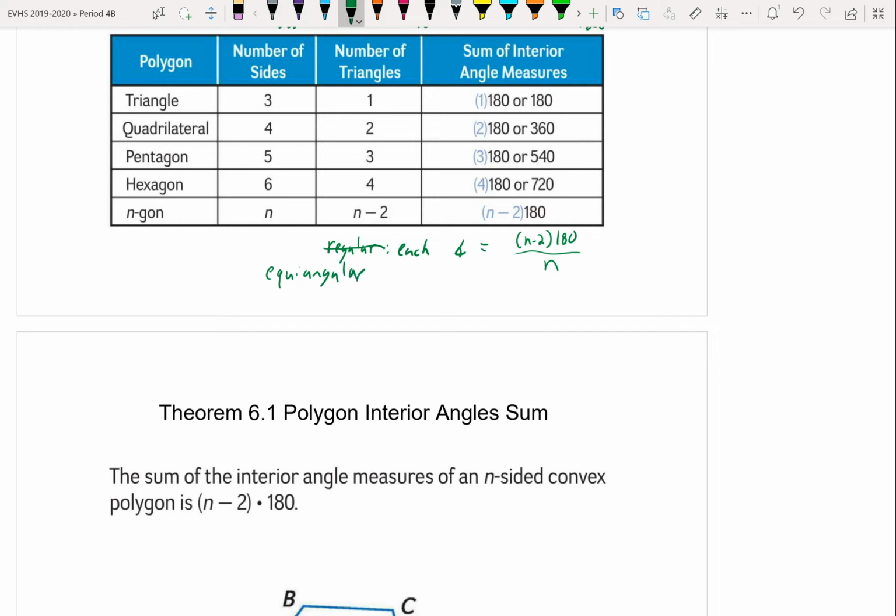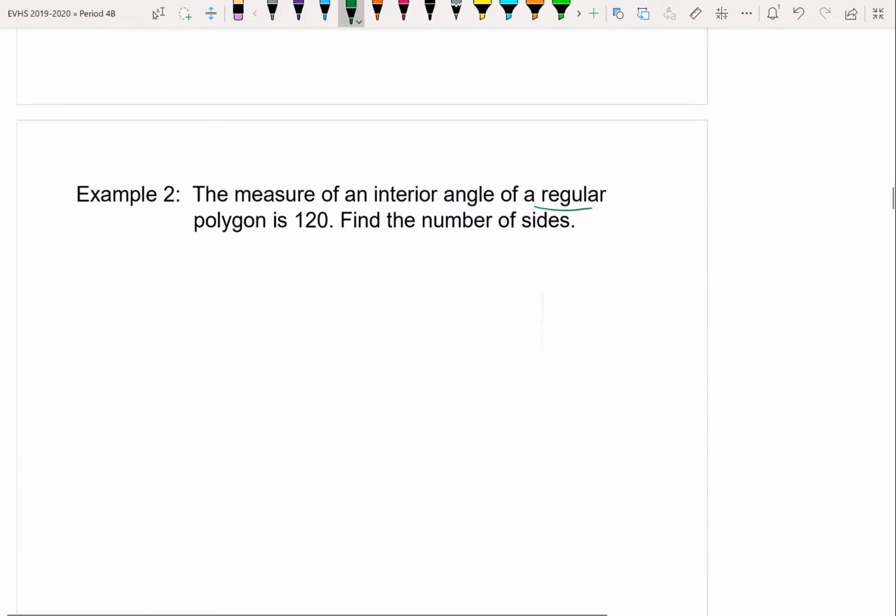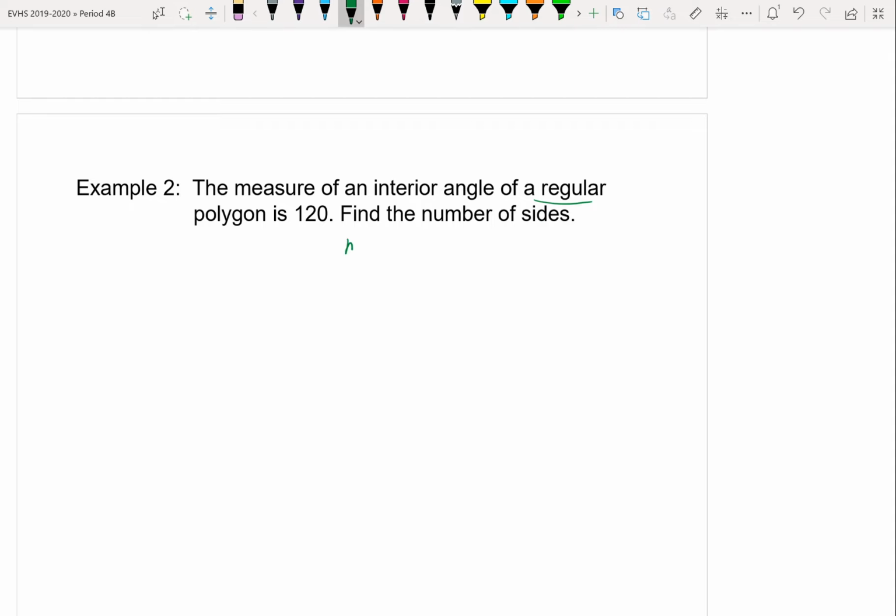So anytime I have an equiangular polygon, each angle is (n minus 2) times 180, all divided by n. So let's take that formula, (n minus 2) times 180, all divided by n, and that equals 120 degrees. Now we've got to figure out how to solve this thing for n.